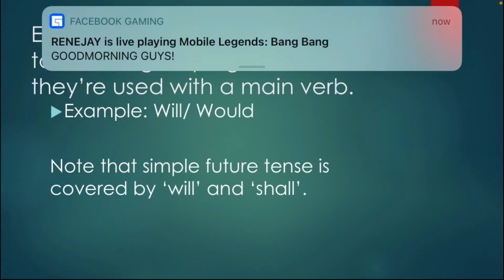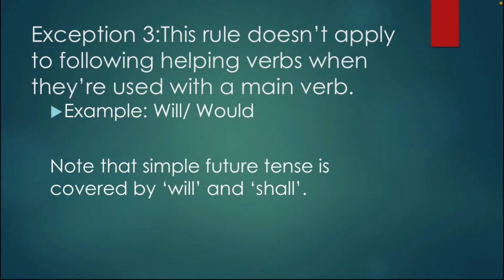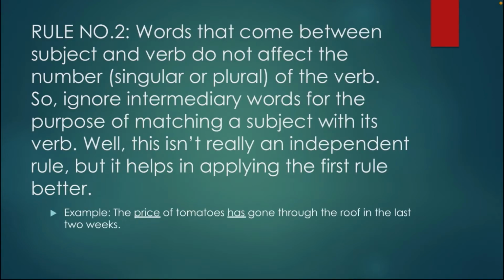Exception number 3. This rule doesn't apply to the following helping verbs when they are used with a main verb. For example, will and would. And another example is shall or should, can, could, may, might, and must. Note that simple future tense is covered by will and shall. For example, you must go to the college today. We must go to the college today.